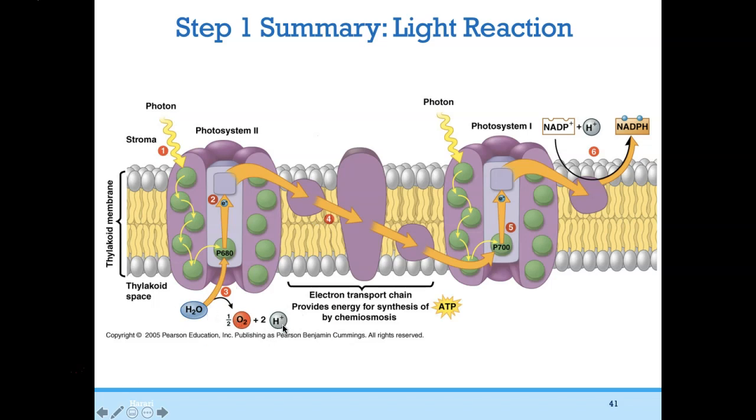These H+ will be pumped into the thylakoid space using the electrons' energy as they're passed from one protein to the next. And that H+ gradient will be used to make ATP by ATP synthase. The electron goes to photosystem 1 and is then re-excited by a different photon of light, and those excited electrons are added to NADP+ to make NADPH.